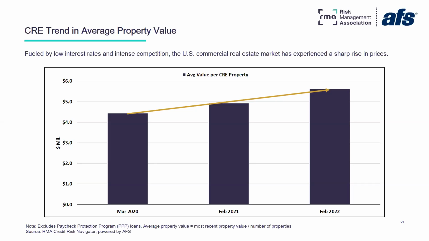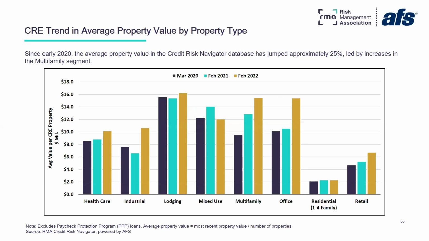And on the next slide, we'll take a look at this by the individual property type, because there are some differences. So again, the increase has not been universal. The multifamily, the office, and the industrial property types have risen considerably. Multifamily up almost 50%. The others are pretty much flat or up just a little bit. Mixed use values are actually down when you compare 2020 versus 2022. And I wonder if that has something to do with the increase in non-accruals.